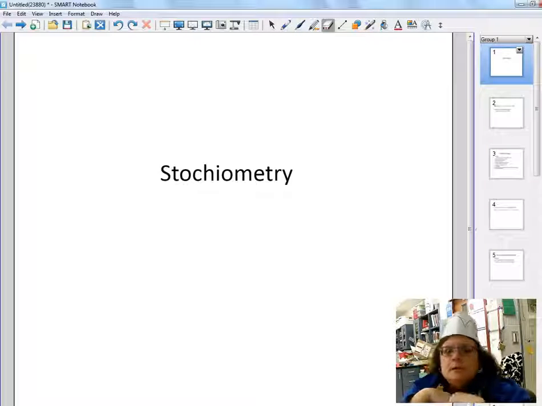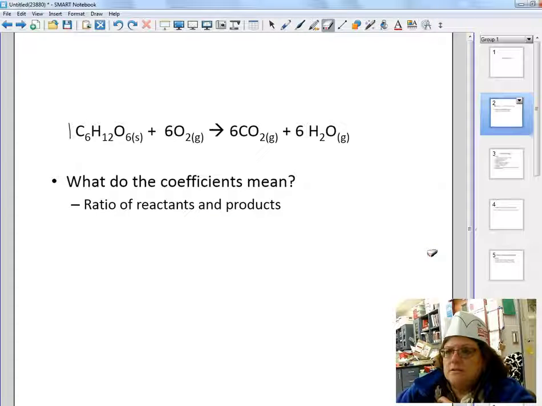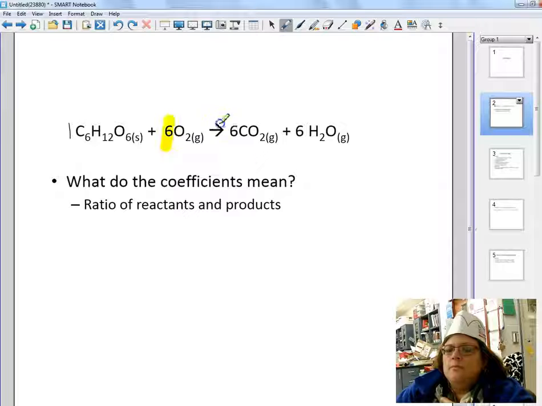Good morning. Today we're going to start stoichiometry. Stoichiometry is how we figure out how much of one thing we need to react with something else to get a certain outcome. If we start with this equation, which is the respiration equation, this is what's going on in all your little bodies right now. Sugar is being burned up, reacting with oxygen to produce carbon dioxide and water.